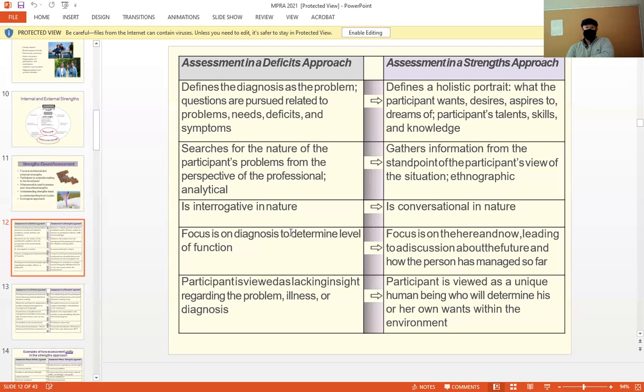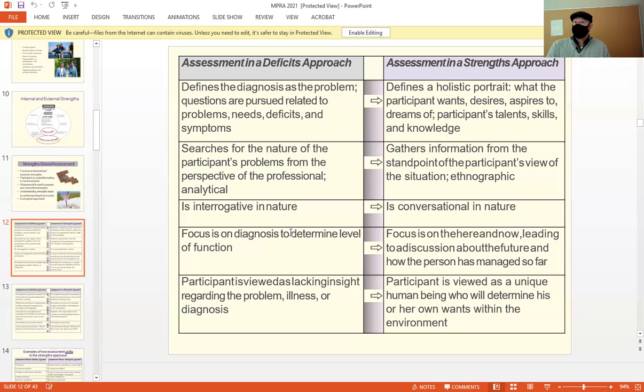In the deficits approach, you search for the nature of the participant's problems from the perspective of the professional. Yourself, how you feel about it. I'm the smart one. I went to school for this. That's kind of the attitude that would be the wrong one to take. It's analytical in nature.